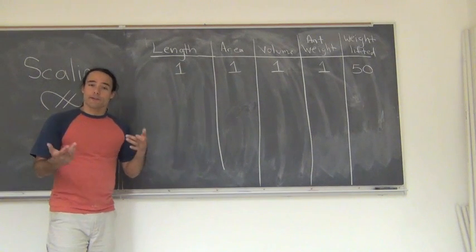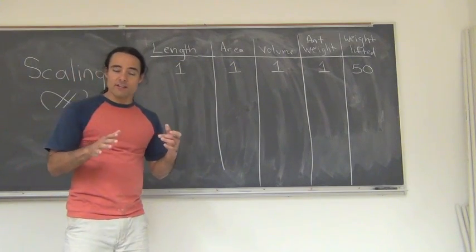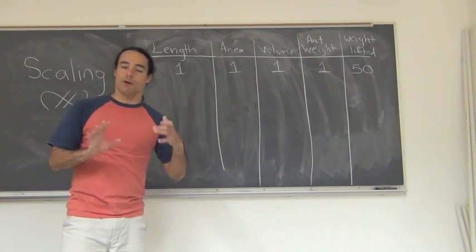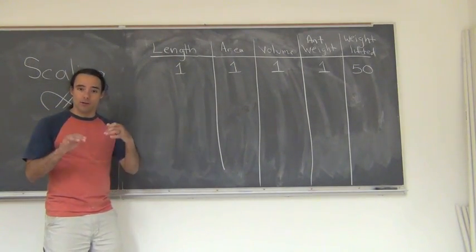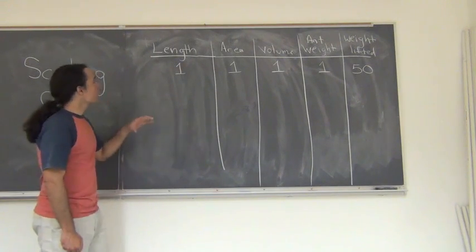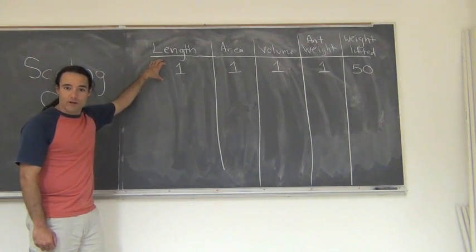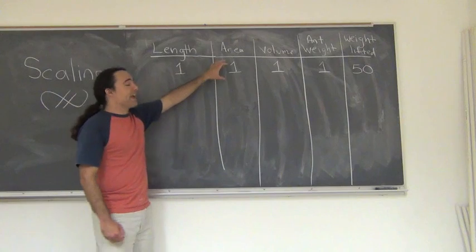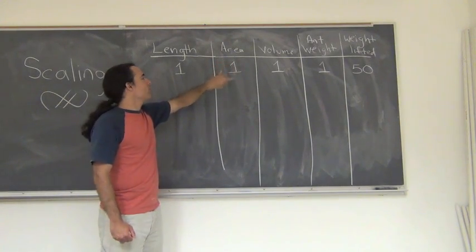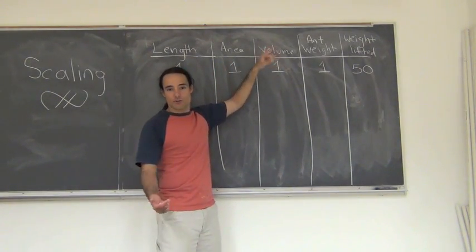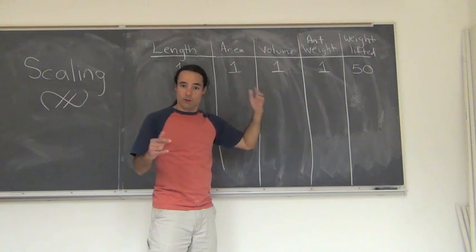All right, we're going to build a little table here, and for convenience, I'm going to work in kind of funny, very peculiar units. I'm going to be working in units of ants. So we're going to start off with the length of one ant in this column. What's the area of an ant? Well, it's the area of one ant, so that's going to be 1. The volume of an ant is just the volume of one ant. Again, we're working in units of ants here.